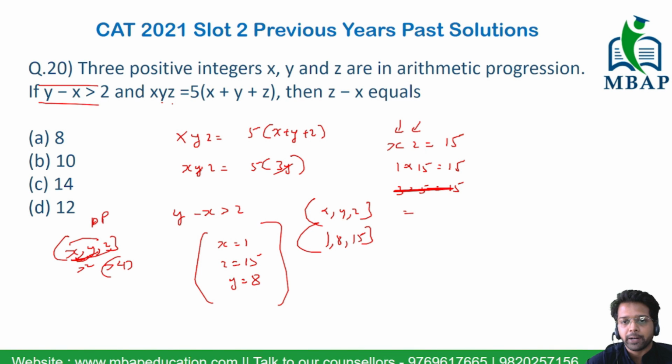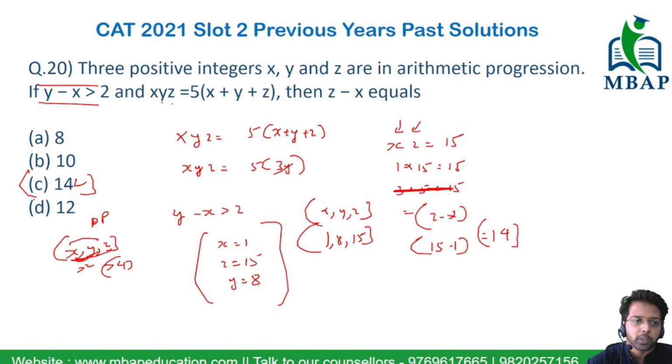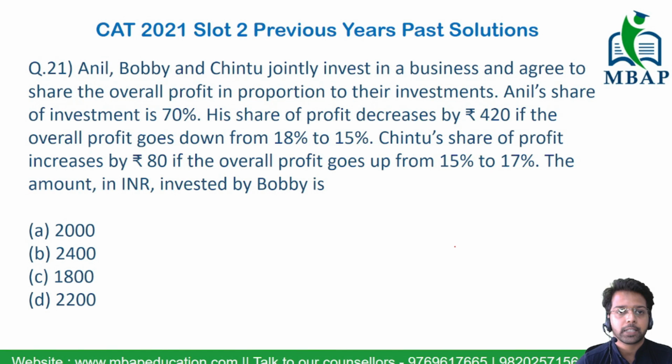The question is about finding the difference of z minus x. Z minus x will be 15 minus 1, which will be equal to 14. Easy question. The answer for this question would be option number C. Let's see the next question.